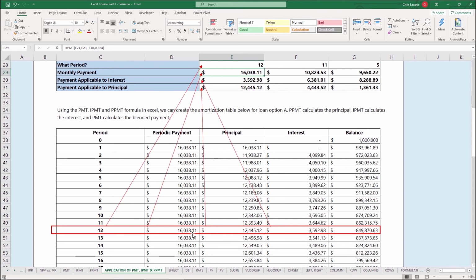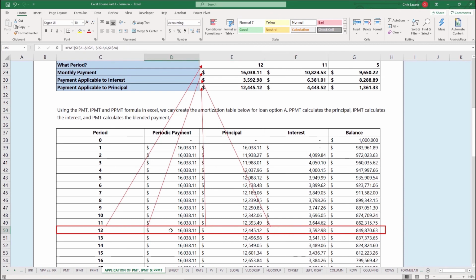The principal payment is $12,445.12, which agrees to my previous calculation in cell E31. And the interest payment is equal to $3,590.98, which agrees to my previous calculation of E30. And the total payment is really just the sum of the principal amount and the interest amount to get me the $16,038.11. So hopefully you see value in using these formulas.